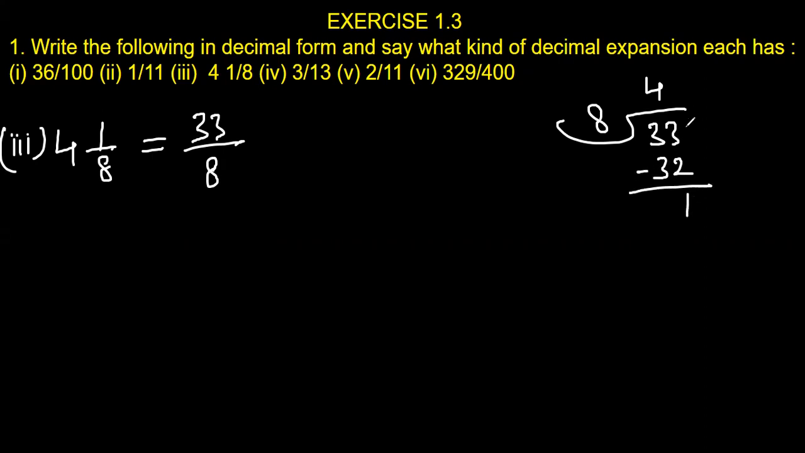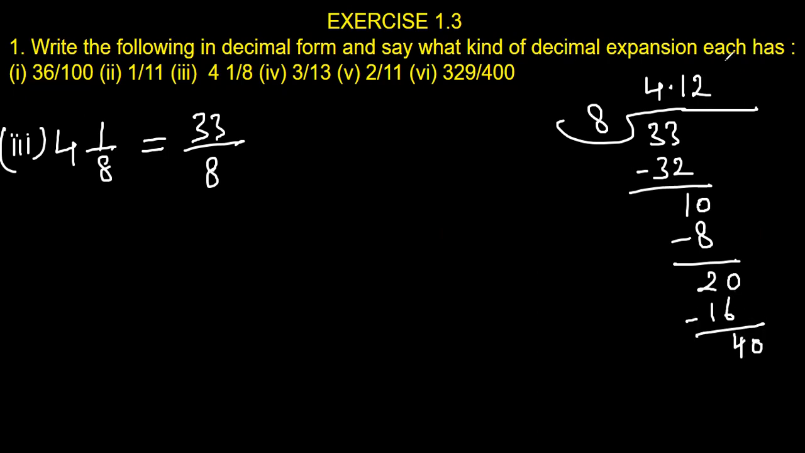Not divisible, so you can put a decimal. After decimal, you can add a 0. 1 0, it is divisible 1 time. So 8 1 8, subtract 2. After decimal, you can again add a 0. 8 2 16, subtract 4 0, and 8 5 40, and finally you see that the remainder is 0.